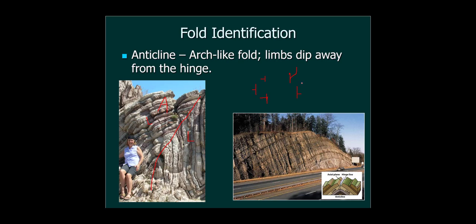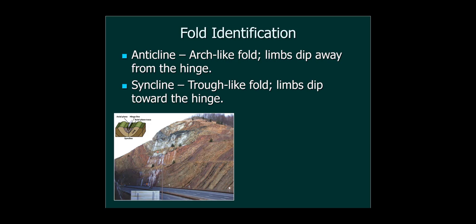Okay, so anticlines. Now, what if the rock is dipped downward? Notice that this is a hill. The ground surface is bowed upward, but the rock is bowed downward. And so this is what we call a syncline, where the rock is dipped downward.